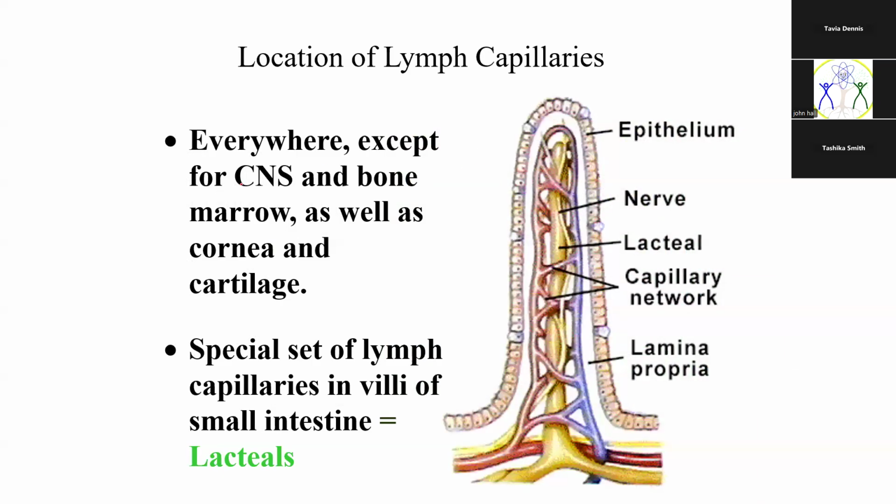You find lymphatic capillaries everywhere except for the central nervous system and the bone marrow. Of course, the cornea as well. And cartilage, as you all know, is very vascularly deficient. So everywhere else, all the muscles and the areolar tissue and the adipose tissue and all of those places, you're going to have lymphatic capillaries absorbing that excess fluid from around these tissues and funneling it through the lymph back to the blood.